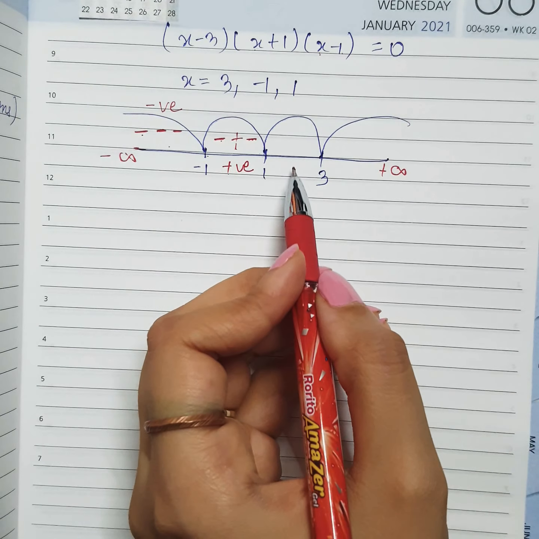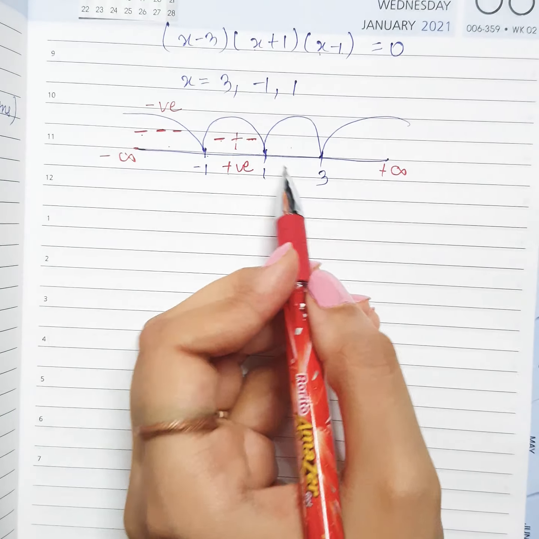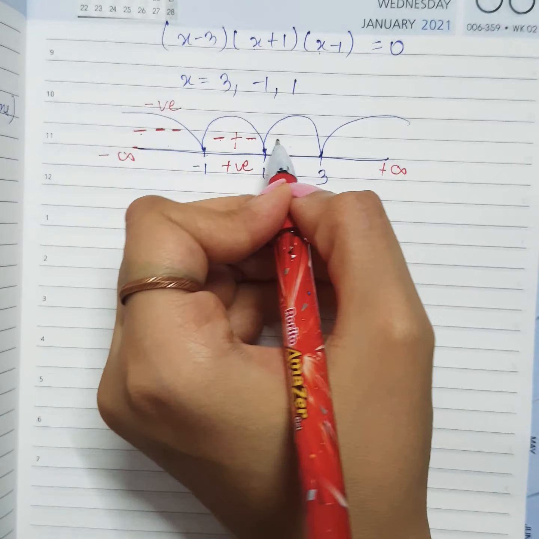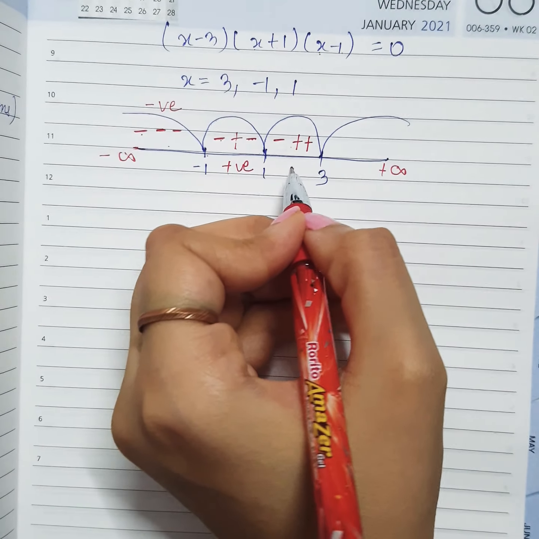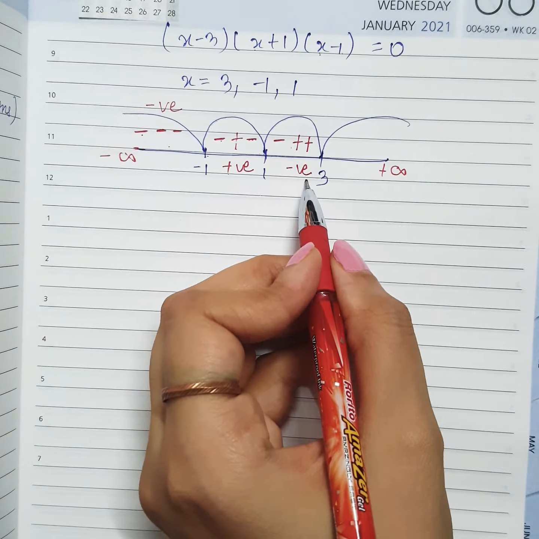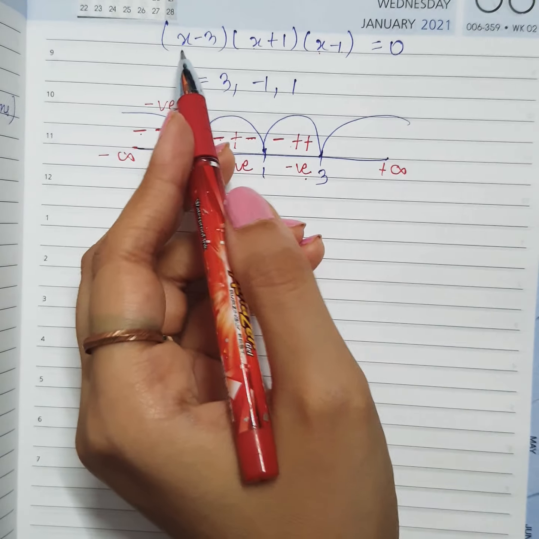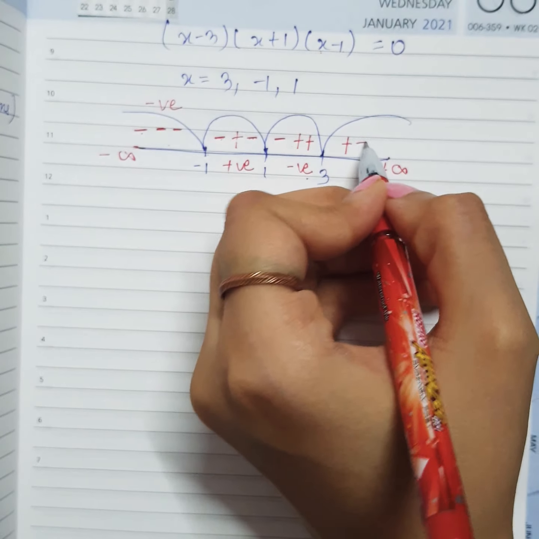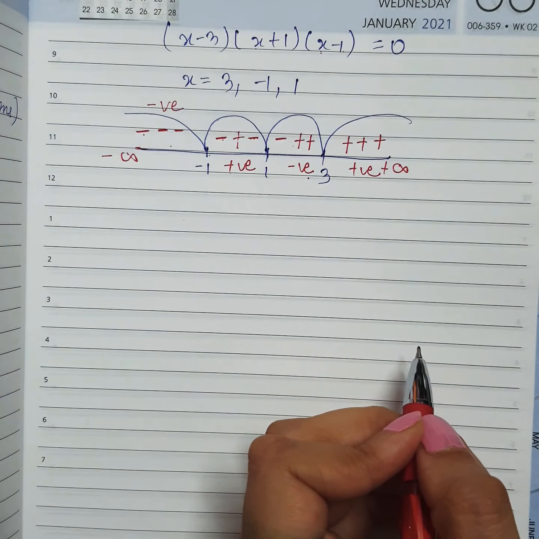Coming to this range, let's take 2, just lying in between them. 2 minus 3 is negative, 2 plus 1 is positive, so this is again negative. More than that, let's take a bigger number, 10. 10 minus 3, 10 plus 1, 10 minus 1. All are positive, so the bracket is also positive.